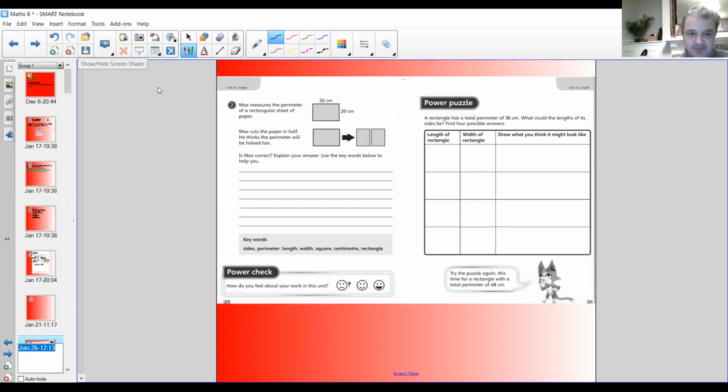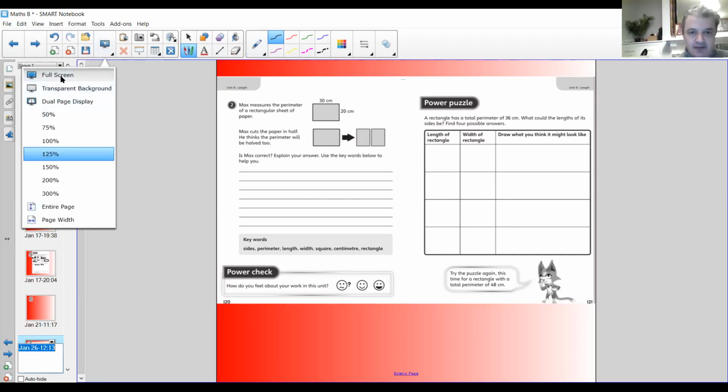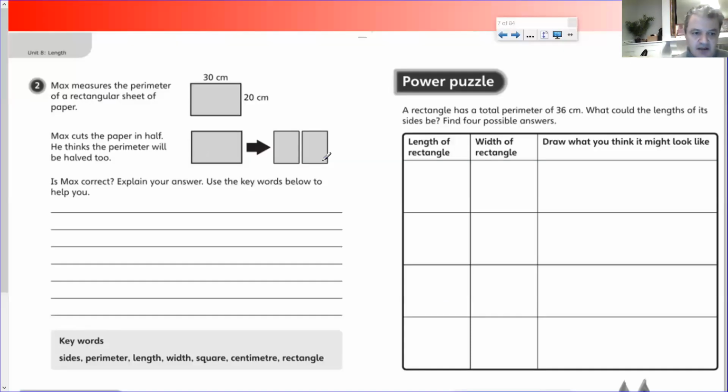Okay, the next question. Let's have a look. Hopefully it's on the full screen. Yes. Max measures the perimeter of a rectangular sheet of paper.